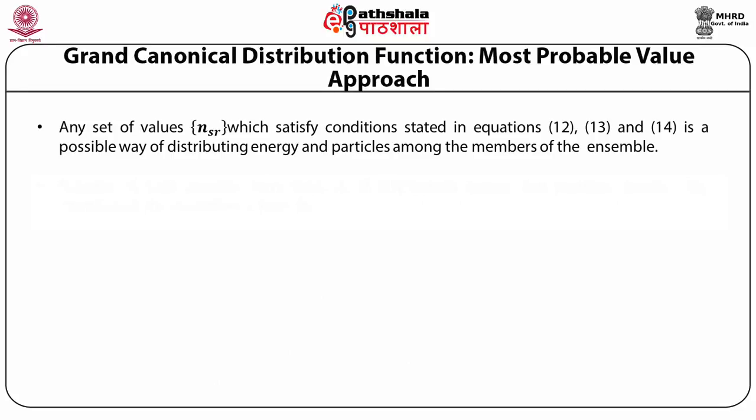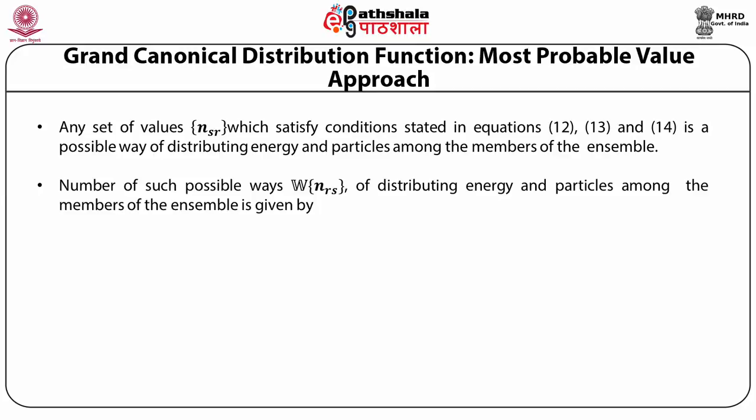Any set of values N_SR which satisfy conditions stated in equations 12, 13 and 14 is a possible way of distributing energy and particles among the members of the ensemble. The number of such possible ways, W of the set N_SR, of distributing energy and particles among the members of the ensemble is then given by W of the set N_SR is equal to n factorial, n being the number of identical systems in the ensemble, divided by the product over S, R of N_SR factorial.